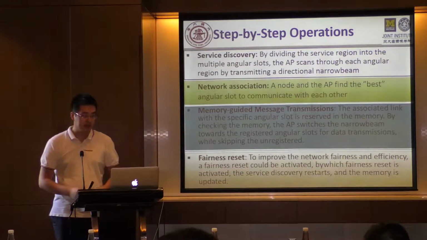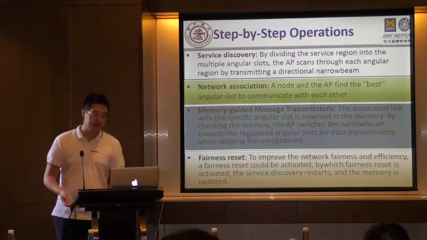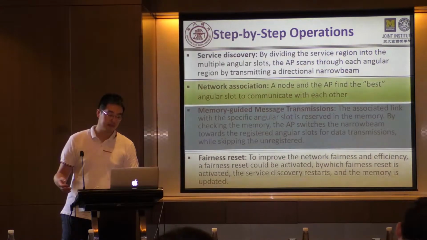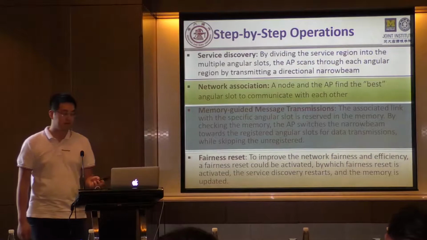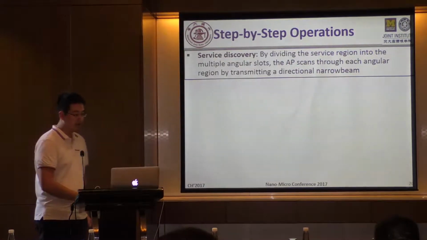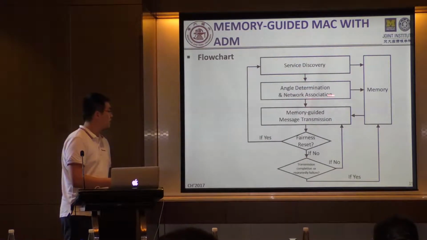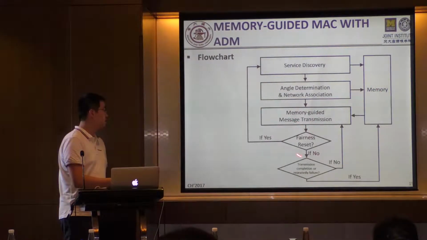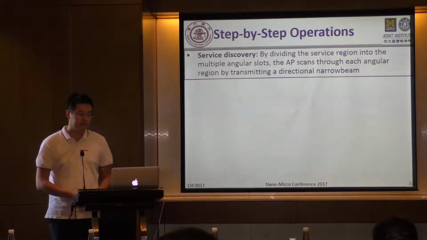And the fourth thing is, okay, what if we have some newcomers, right? Or what if some node is blocked by others? It becomes unfair, okay? So we trigger a fairness reset to improve the network fairness and efficiency. So that completes the basic idea, the flow chart. Service discovery, network association, of course, registering to the memory, and we start the transmission, and at some point we need to trigger the fairness reset.